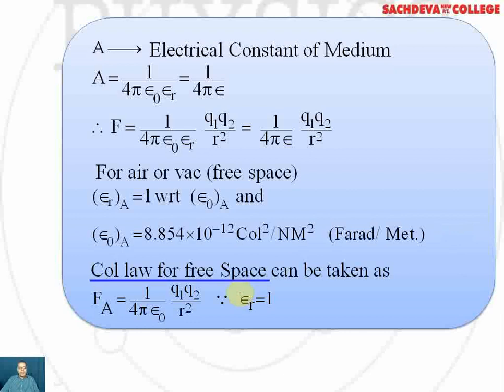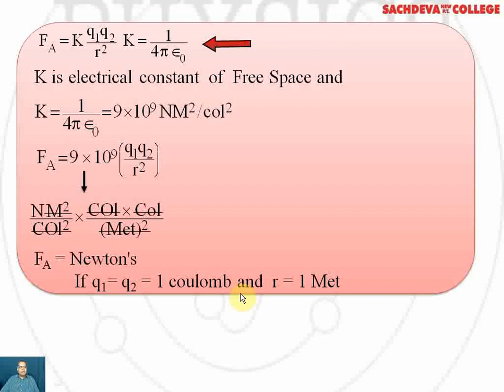Coulomb's law for free space can be taken as: force in air medium is 1 by 4 pi epsilon naught Q1 Q2 by R square, because epsilon R is 1. Force in air medium will be K Q1 Q2 by R square, and K is 1 over 4 pi epsilon naught. K is called the electrical constant of free space, and its value is 9 into 10 to the power 9 Newton meter square per Coulomb square. If we put in all these dimensions, we cancel the units and force can be calculated in newtons.